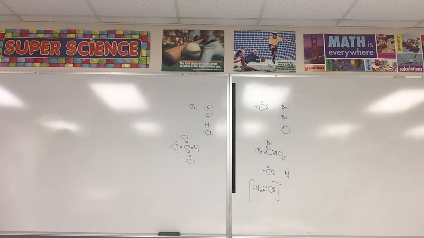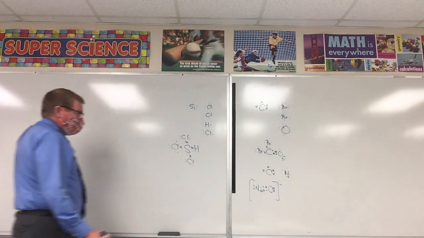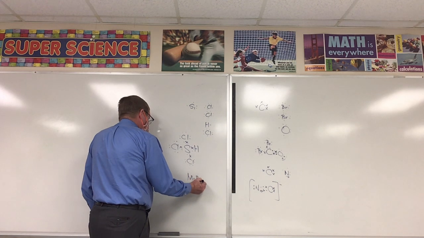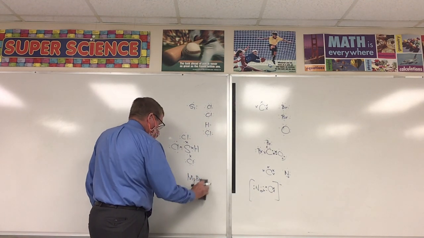Any questions there? We'll be doing some more practice here in a little bit. What's the next question? 9. Number 9, predict the units of ionic compounds that form from the following atoms based on the number of valence electrons. Mg and Br should be MgBr2.